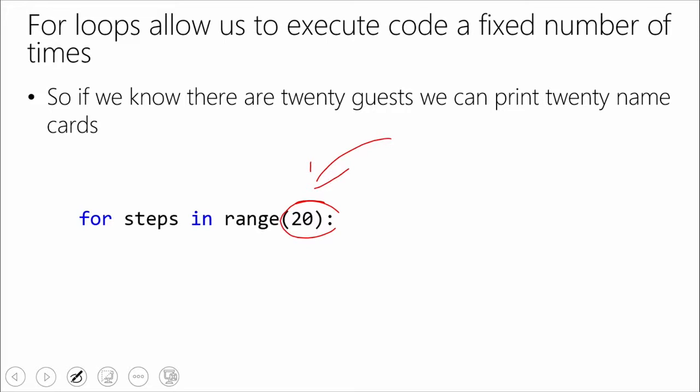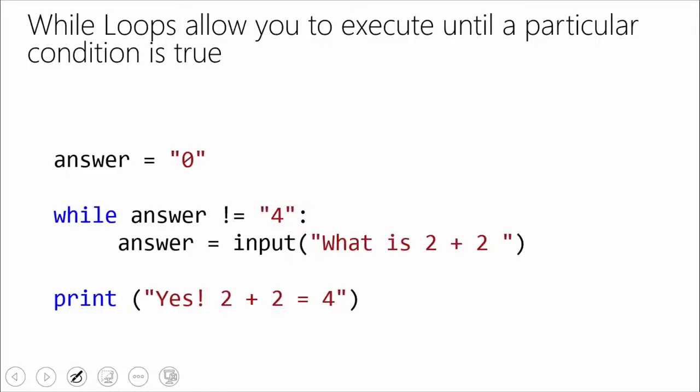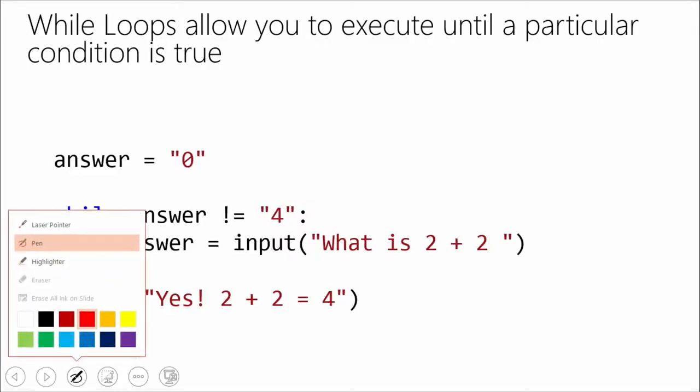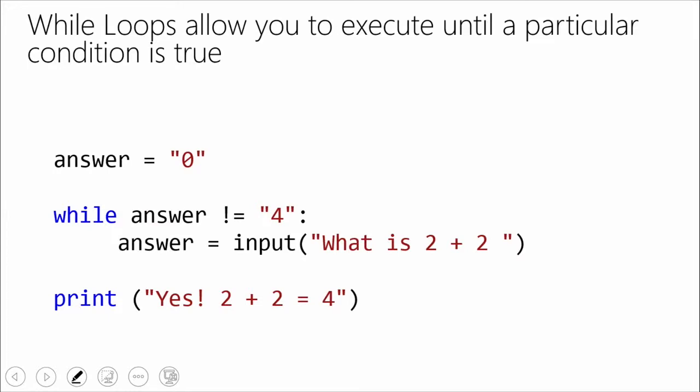But in any event, I can calculate that number of times. But that's not always going to be the case. And this is where while loops come into play. The concept of a while loop is we're going to do something, perform an operation, while something is true. So what I'm going to do here is jump straight to the syntax. And this is a perfect example of where a while loop is going to shine.